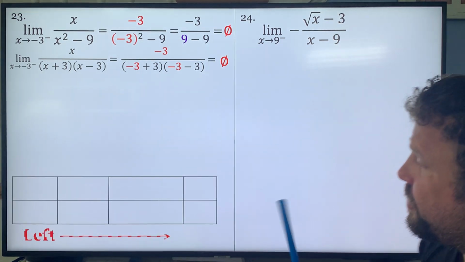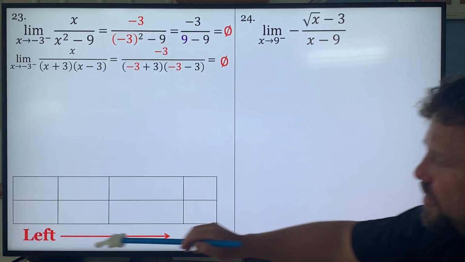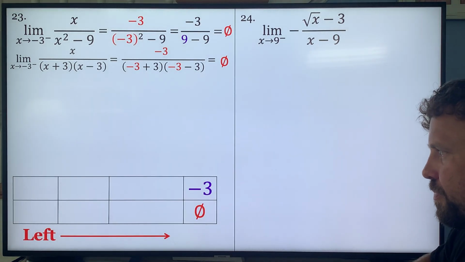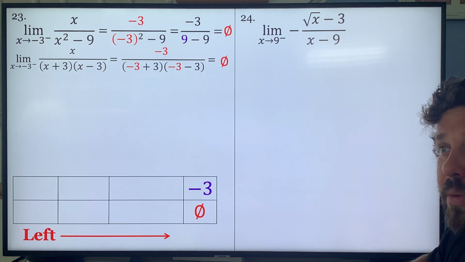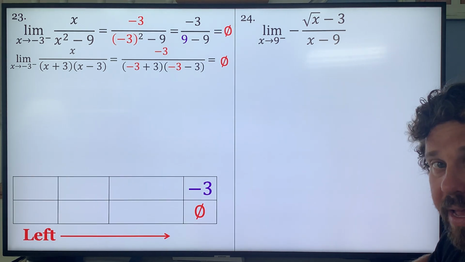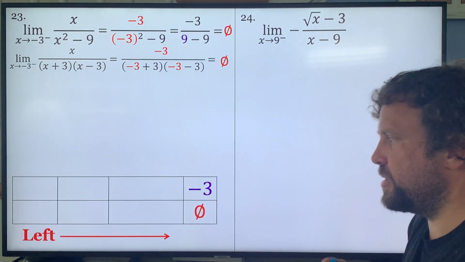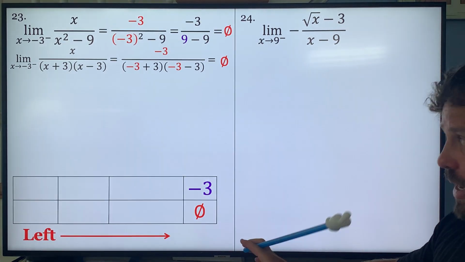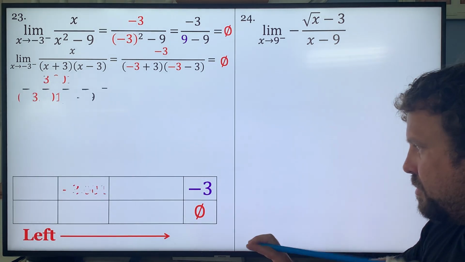I'm approaching negative 3 from the left-hand side, right? So that means I'm going to look at all the numbers leading up to negative 3. Now, do you remember when we went back all the way to, what was it, 2.2, when we did the tables? Now you only have to do half the tables. If it's from the negative side, you do the left-hand side. If it's the positive side, you do the right-hand side.